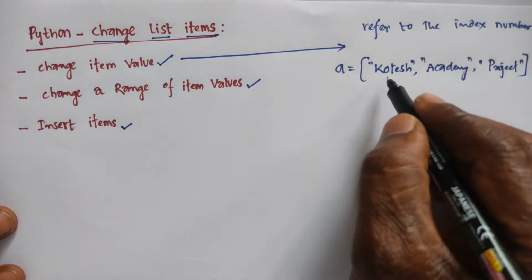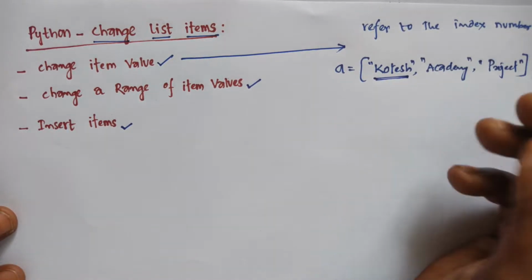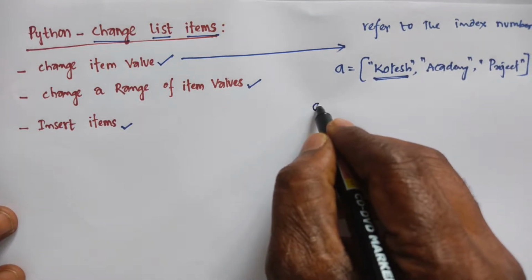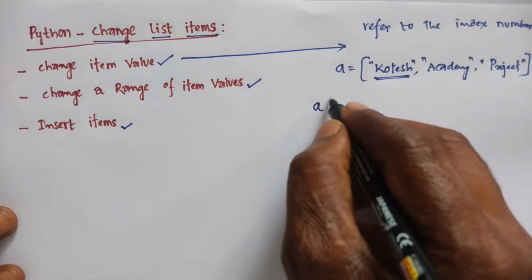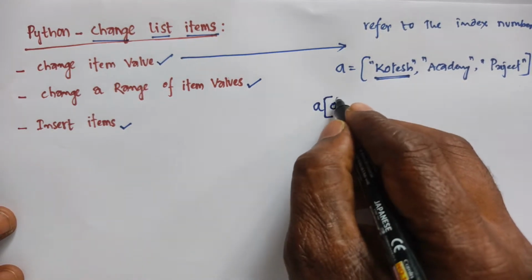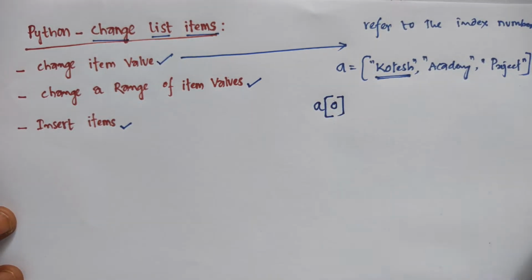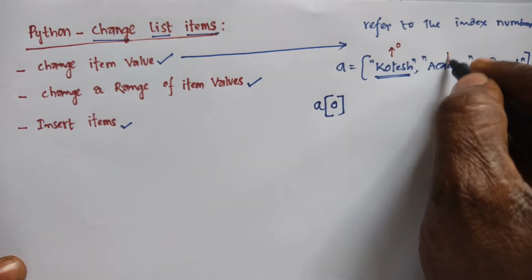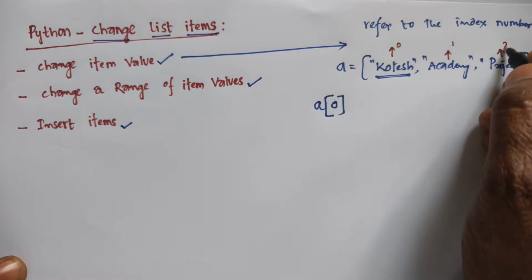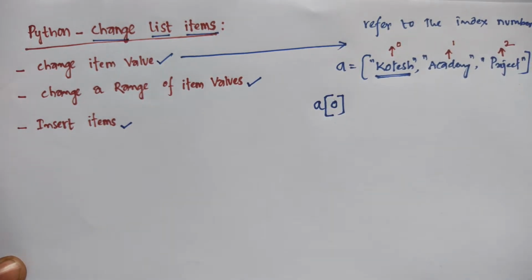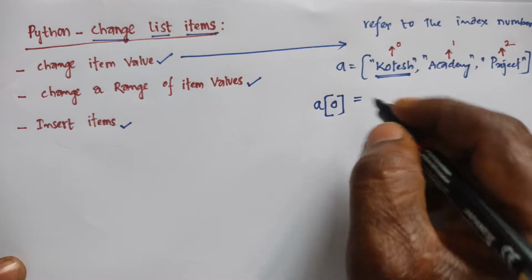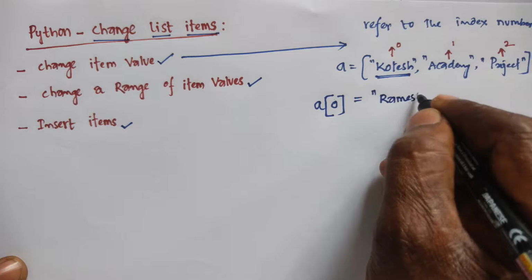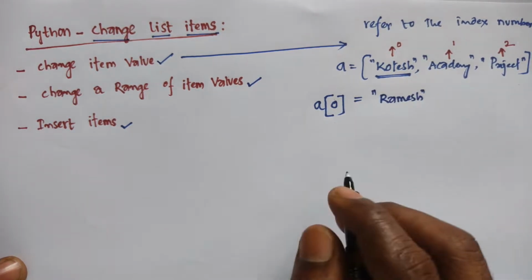Now you want to change the name Kotesh. Kotesh is replaced by Ramesh, for example. At this moment, you have to have the variable name and the position, which is 0. A of 0 is Kotesh; this position is 0, this position is 1, this position is 2. So A of 0 is equal to another name, which is also a string. You can take that other name as Ramesh. Like that you can convert.